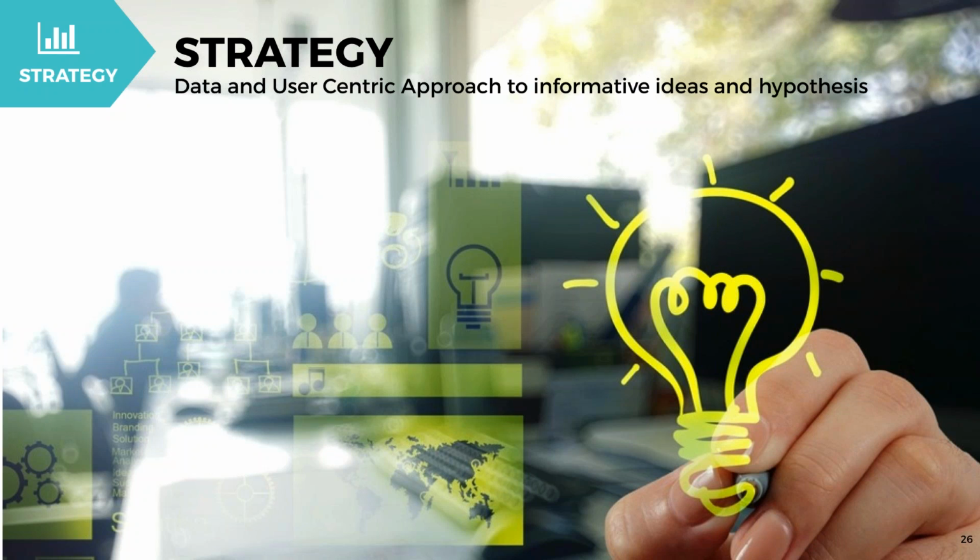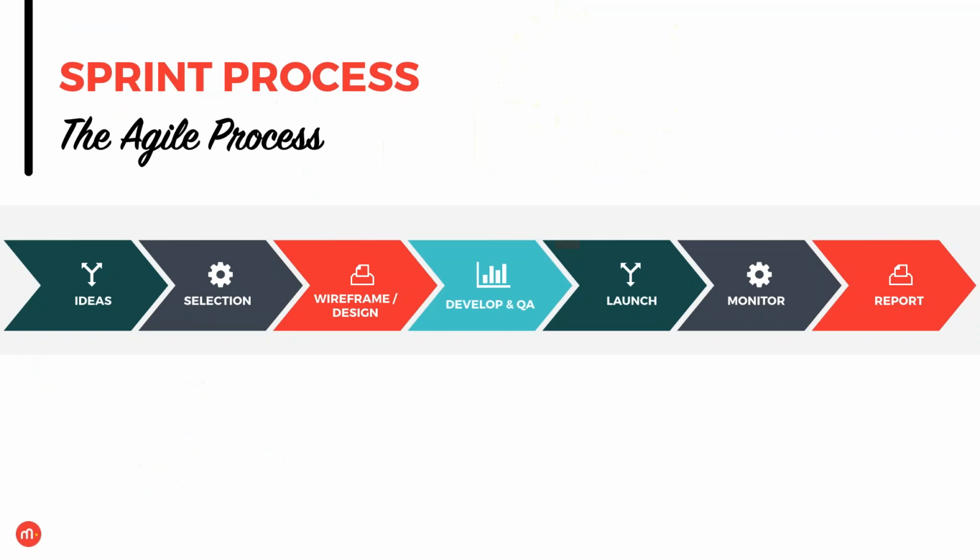So once that process is finished, then it's all about the sprint process. It's about turning those ideas into executable functions. So we also like to call it the agile process. And at a high level, once we have the ideas, we send the ideas off to you to select which ones you prefer to test. And from there, once we are all in agreement, we go into wireframing and design, development and QA. We launch, of course, monitor for insights, and report on our findings.